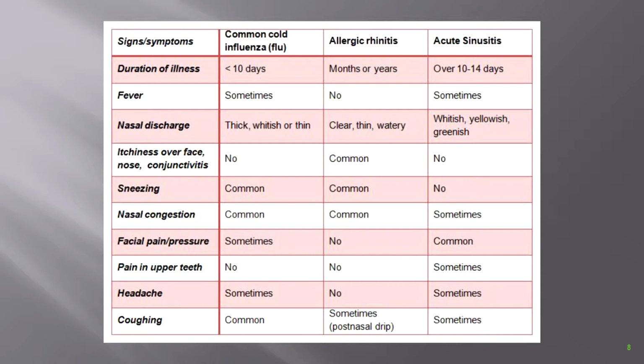So if you see here the difference, but I think we don't have to elaborate on common cold or flu. This is very, very straightforward. Allergic rhinitis, you can see the durations, and sinusitis. And if you see this chart, allergic rhinitis, you don't have facial pain, you don't have toothache, you don't have headache, okay? Coughing sometimes, you will have a very bad uncontrolled rhinitis. But sinusitis, yes.